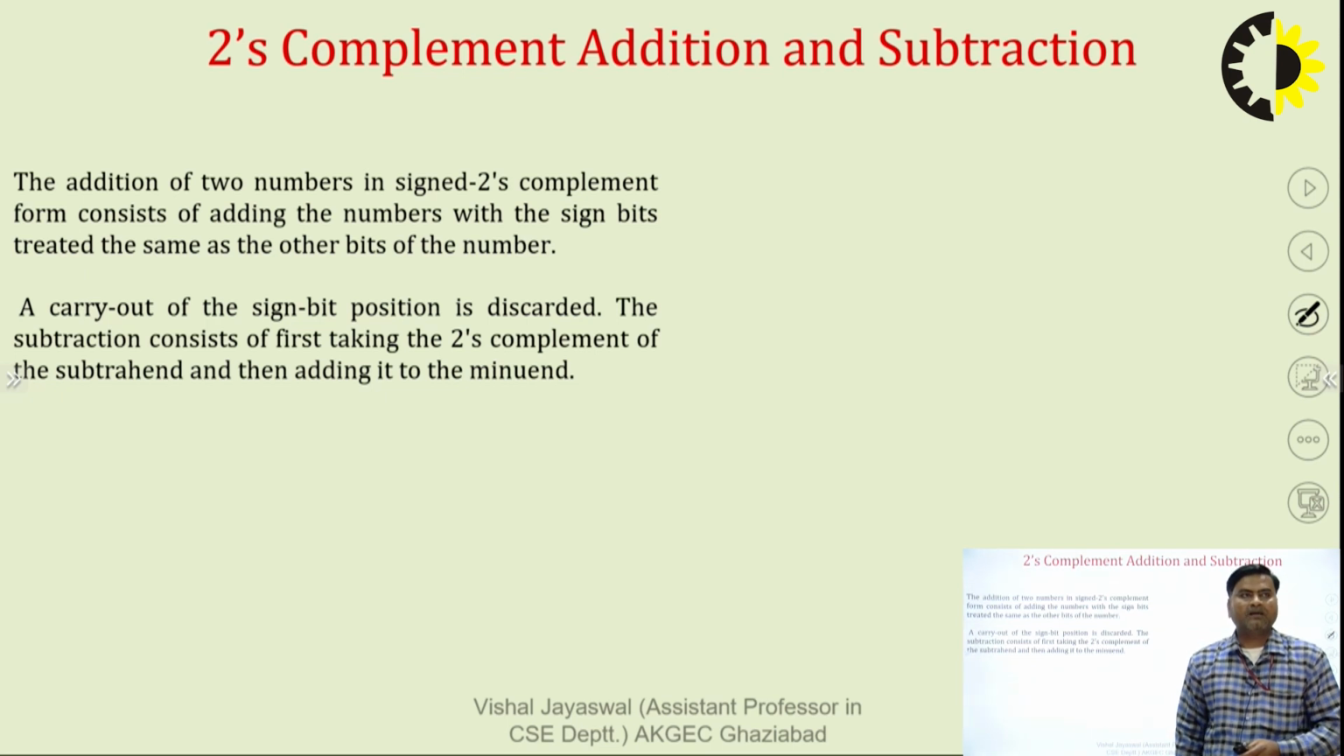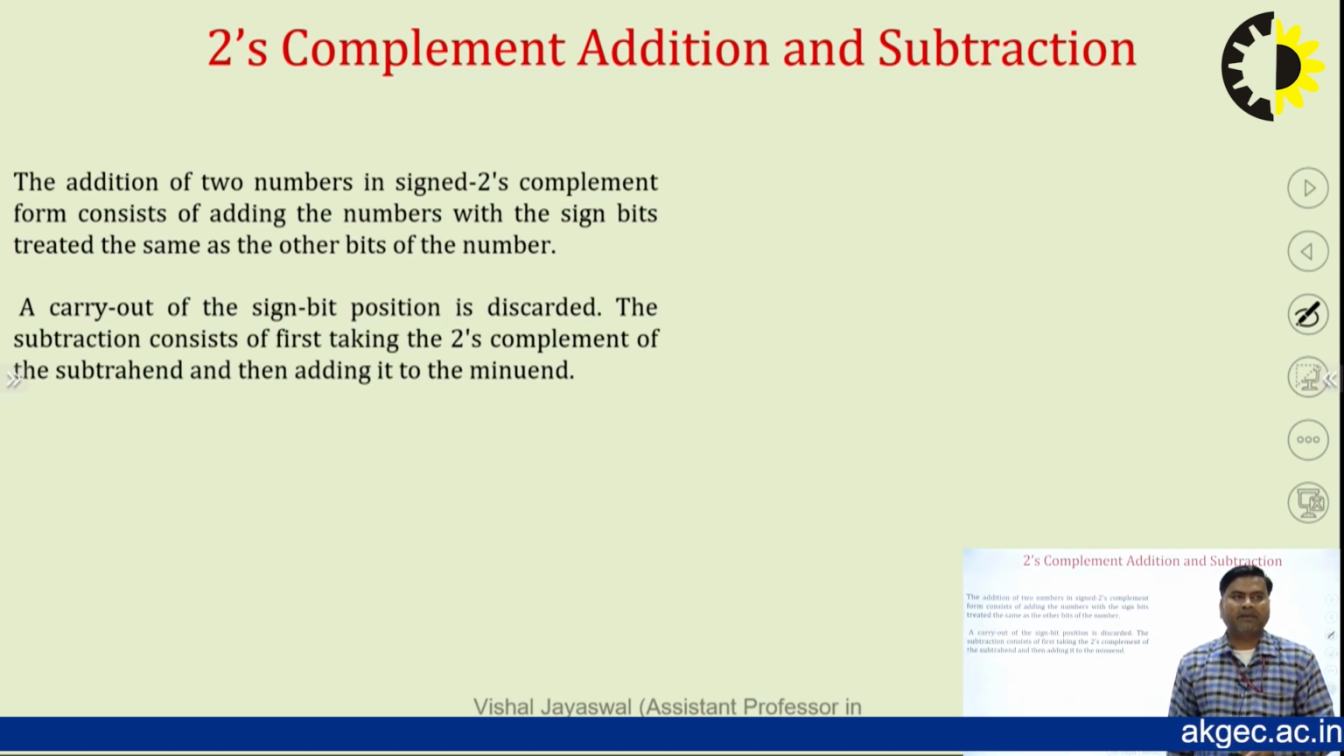If we talk about the 2's complement, the addition of two numbers in signed 2's complement form consists of adding the numbers with sign bits treated the same as the other bits of the number. A carry out of the sign bit position is discarded. The subtraction consists of first taking the 2's complement of the subtrahend and then adding it to the minuend.